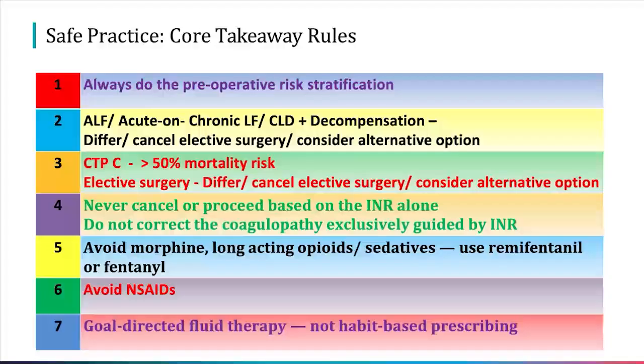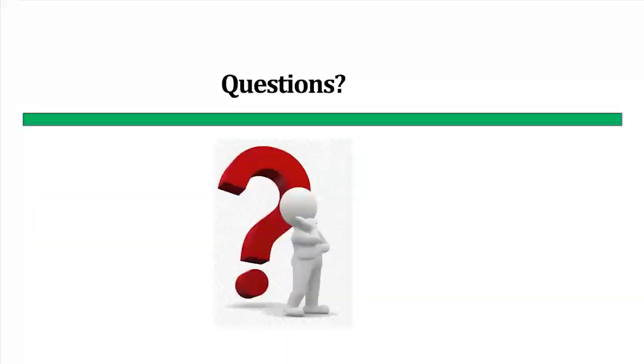Do not correct the coagulopathy exclusively guided by INR. It should always be guided by ROTEM or TEG. Avoid morphine, long-acting opiates or sedatives, which can precipitate hepatic encephalopathy. Remifentanil and fentanyl would be better options. Always avoid NSAIDs, and fluid therapy should be goal-directed to avoid hypovolemia or hypervolemia. So this comes to an end of my presentation. If you have any questions, I would like to answer.